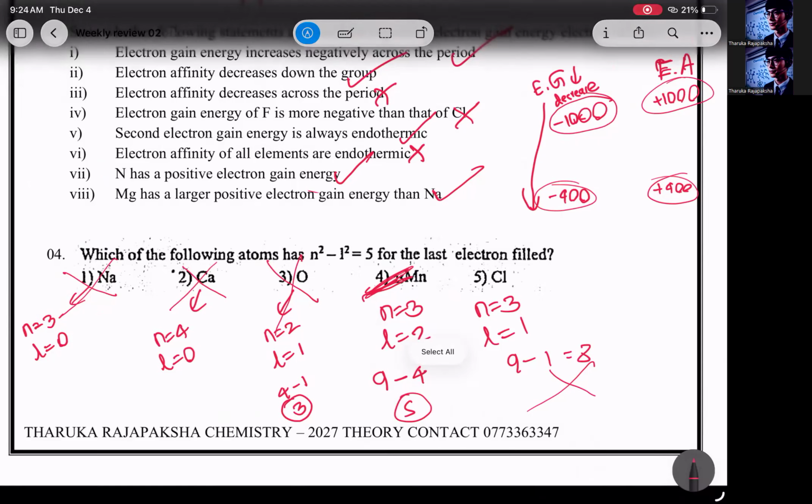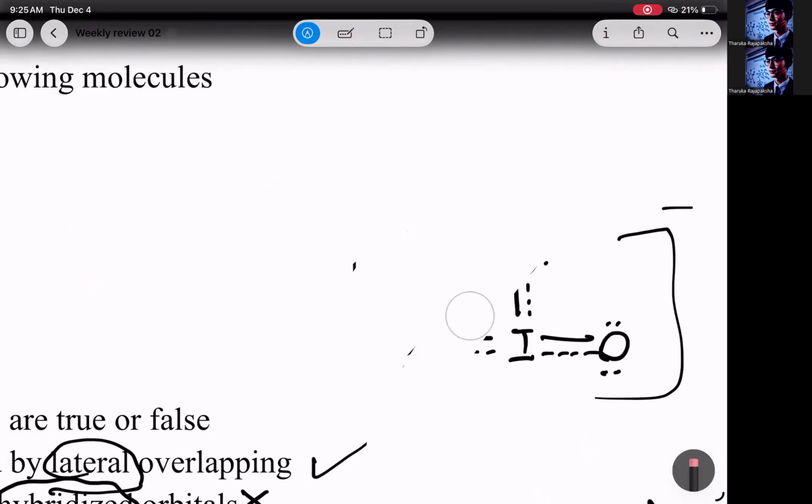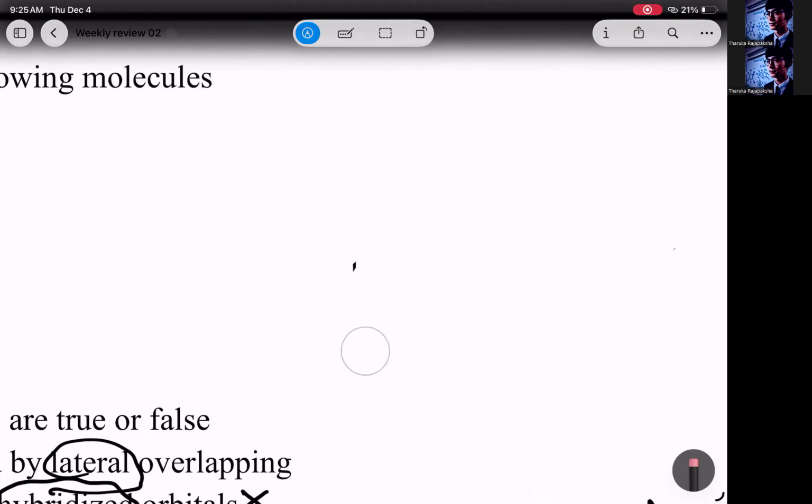Now you guys have to do the homework. I gave you some small homework last week. I couldn't discuss it in the class. Ozone resonance hybrid, I drew it for you.